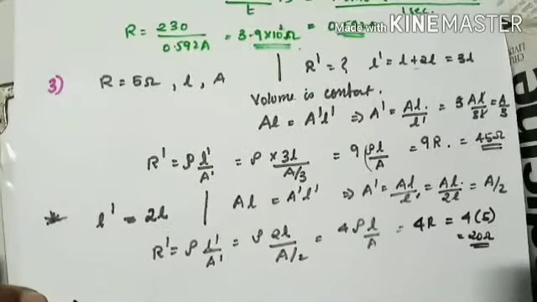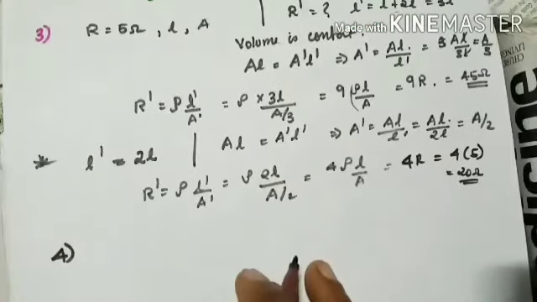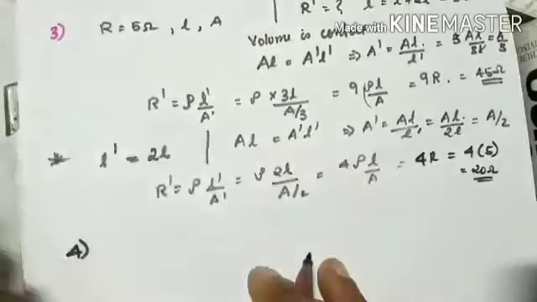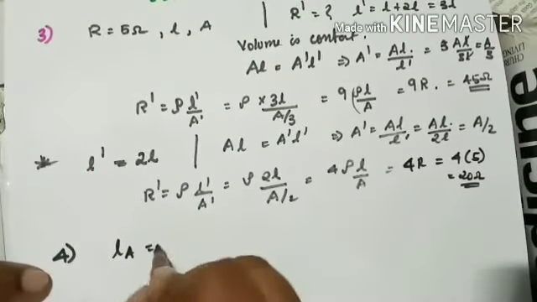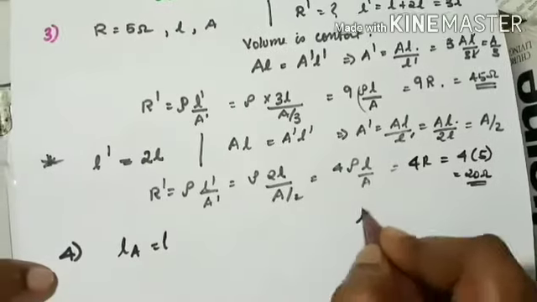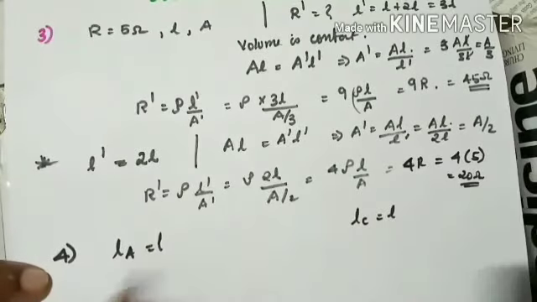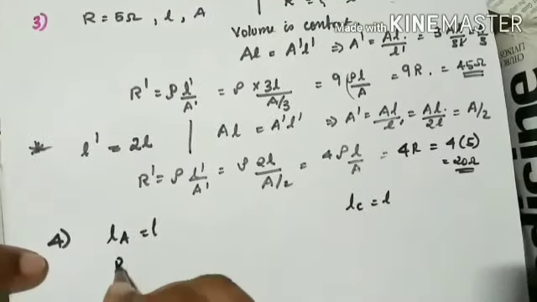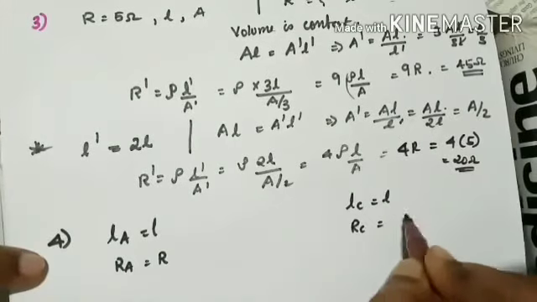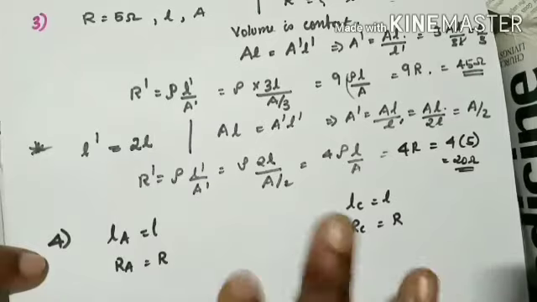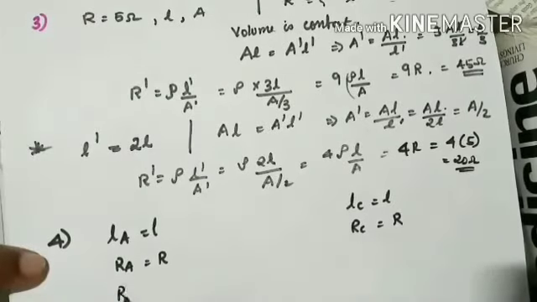Which question number it was? I believe it is 5 or 4. Now what parameters are given? The length of aluminium, let us take it as L. The length of copper will also be L. Now what is the resistance of aluminium? Let us take it as R. Then the resistance of copper will also be R, because both values are the same as given in the question.